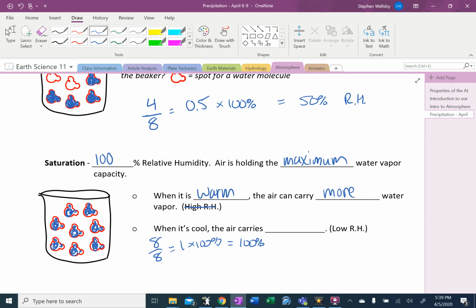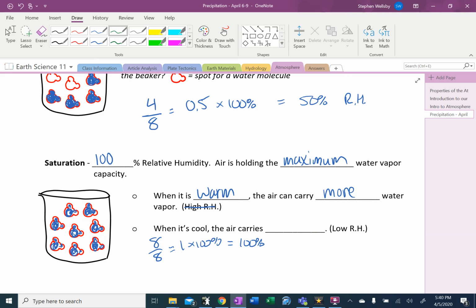If you cool air down, another way of thinking about that would be taking this beaker and shrinking it down. This beaker right now can hold 8 water molecules, and you've got all 8 in there. If you cool this down, it would be like making this beaker small. So what do you think is going to happen if we were to suddenly make this beaker a lot smaller? Right now it's saturated. It's got 100% of the water molecules that it can have. It can fit 8, and we have 8.